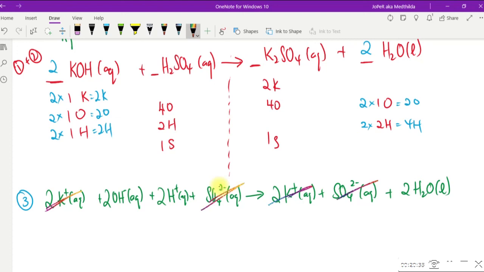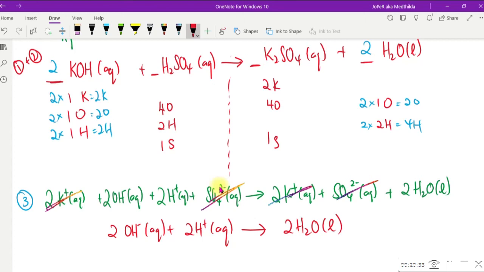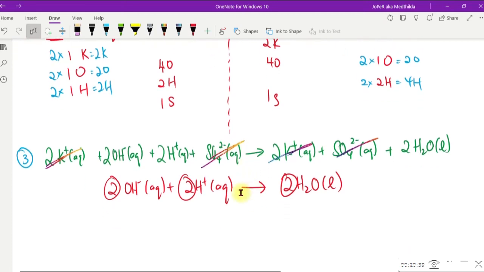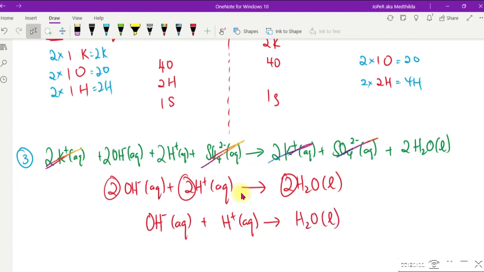So what I'm left with is this. So my ionic equation is actually 2OH minus aqueous plus 2H plus aqueous, giving me 2H2O. Now, what you can see here is not done yet, because can you see 2 is to 2 is to 2. So what I can do, I'm going to simplify it. So my final ionic equation is actually OH minus aqueous plus H plus aqueous, giving me H2O liquid. Okay, you're going to learn about this a little bit later on, but this is also known as the neutralization ionic equation.